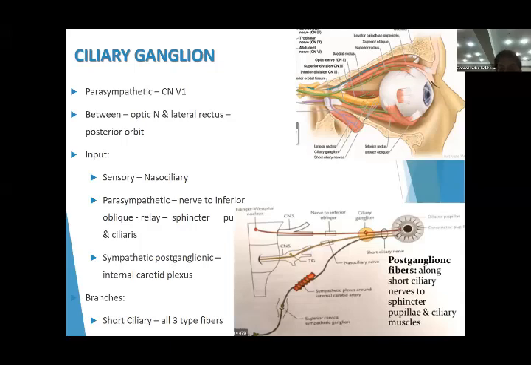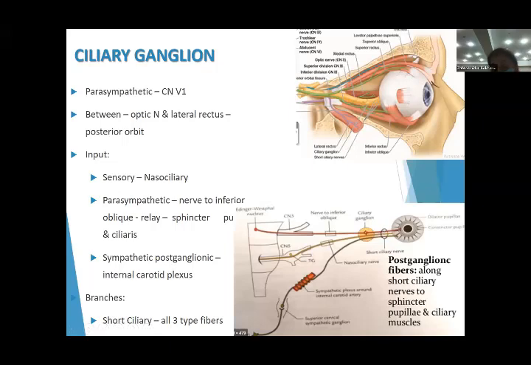ठीक है. अब तीसरी किस्म के fibers sympathetic fibers हैं. ये superior cervical ganglion में relay करते हैं, and then postganglionic fibers, they form a plexus around the internal carotid artery. वहां से the nerve arises, passes through the ganglion, and then pass into the short ciliary nerve. Of all three fibers, parasympathetic, sensory, and sympathetic, they all run together and make up the short ciliary nerve.